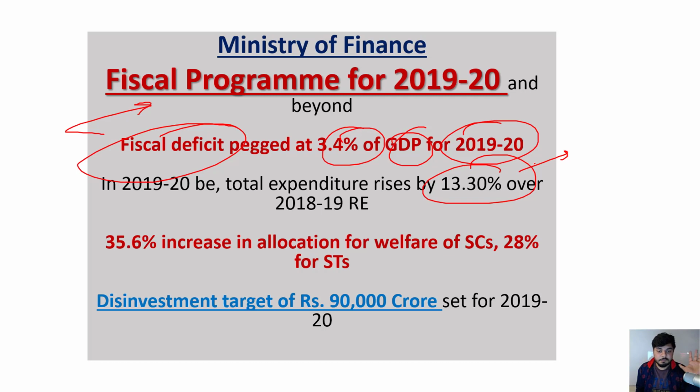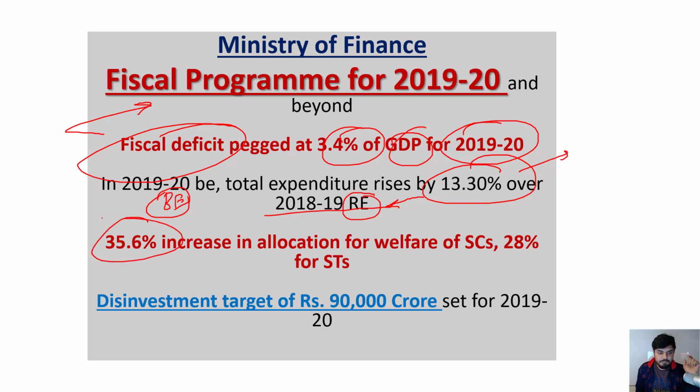13.30% is the rise in the expenditure, and you see we are comparing this 13.30% with the revised estimates of the 18-19 year. So you have to see every time whether it is a revised estimate of last year or the budgetary estimate of this year. So this thing is very important to note.